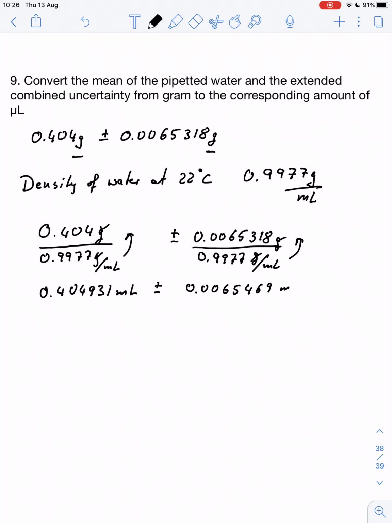0.0065469 milliliter. And you probably ask why I do this, all these figures, these decimal places. We will sort them out in the next step, so don't worry about that.